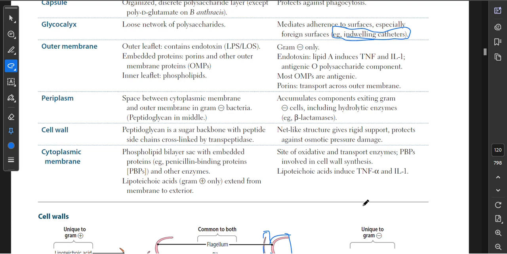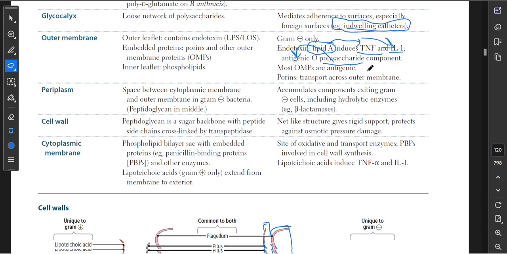एंडोटॉक्सिन के अंदर जो लिपिड ए कंपोनेंट है, it induces the pro-inflammatory cytokines including the tumor necrosis factor and interleukin 1. और जो पॉलीसेकेराइड कंपोनेंट है एंडोटॉक्सिन का, इट इज़ एंटीजेनिक. ये इम्यून रिस्पॉन्सेस को मीडिएट करवाता है. इसी तरह इन्होंने कहा कि most outer membrane proteins are antigenic.